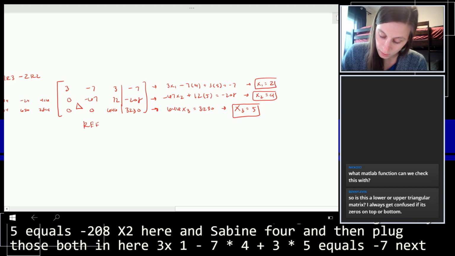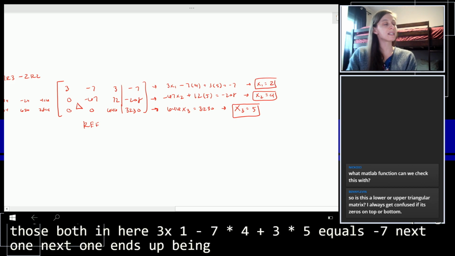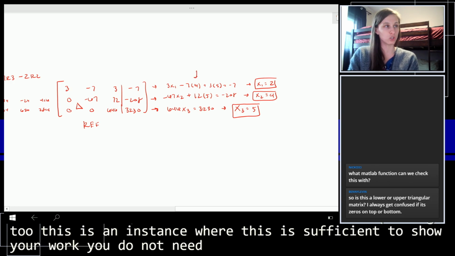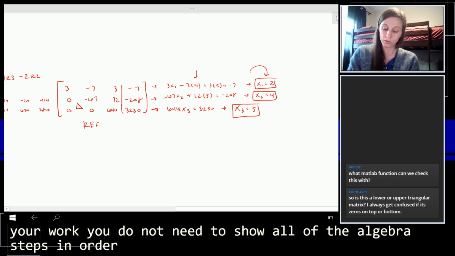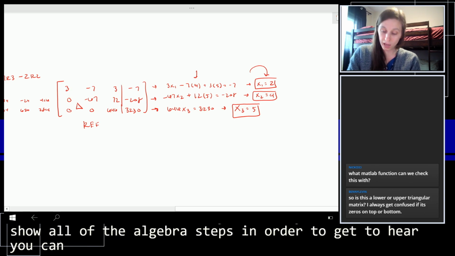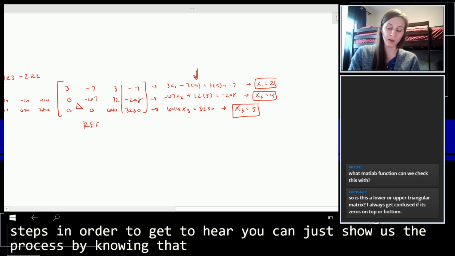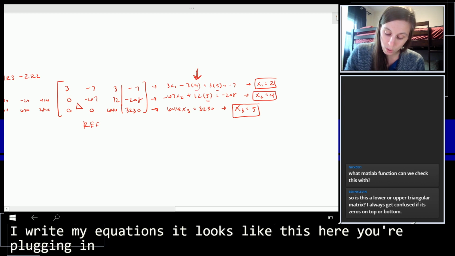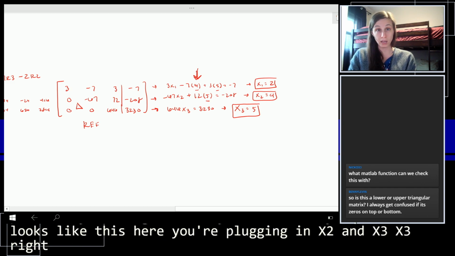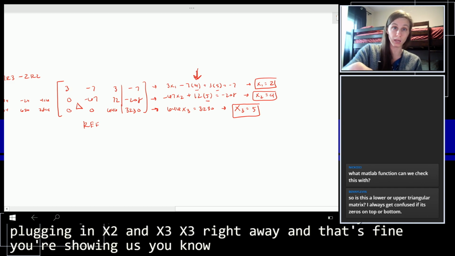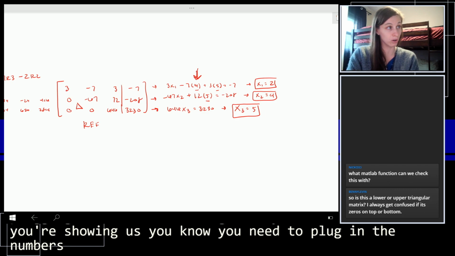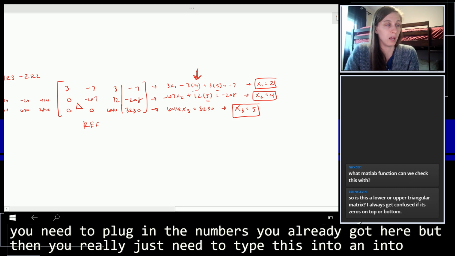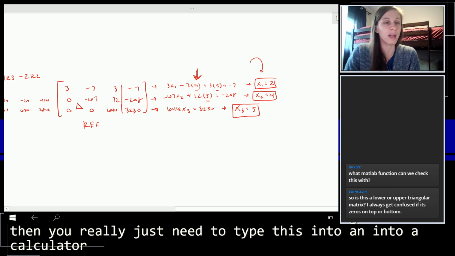And x1 ends up being 2. This is an instance where this is sufficient to show your work. You do not need to show all of the algebra steps in order to get to here. You can just show us the process by knowing that, okay, if I write my equations, it looks like this. Here, you're plugging in x2 and x3 right away, and that's fine. You're showing us you know you need to plug in the numbers you already got here. But then you really just need to type this into a calculator in order to get this, and that's fine.